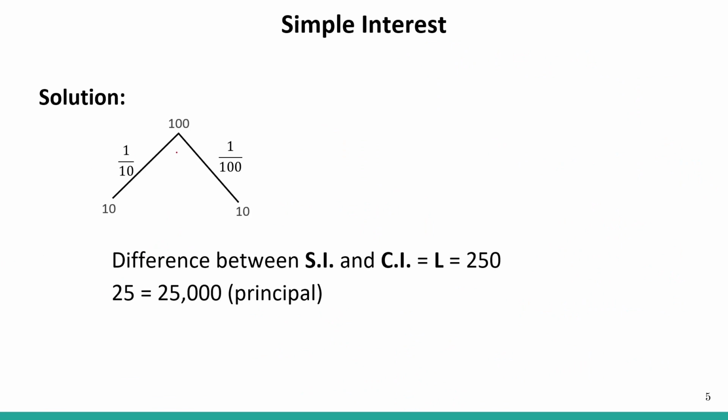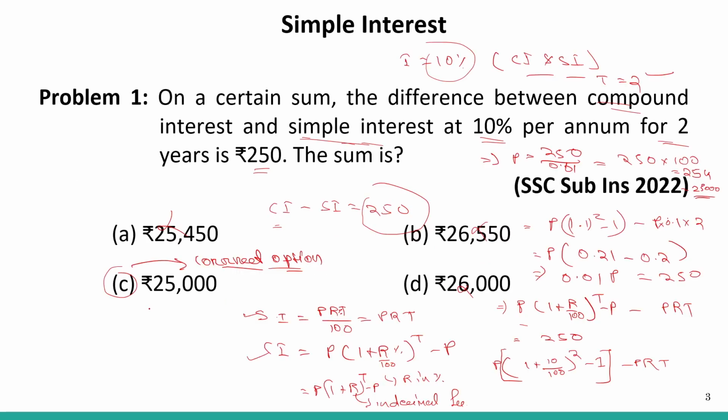Here you can see that the difference between SI and CI is equal to 250, via the previously discussed shortcut method. But I'll prefer to go for the formal solution method, because in this there will be no confusion. For shorter tricks, there are different ones for different scenarios of questions, so it is better to stick with the formal solutions. So this is the formal solution.